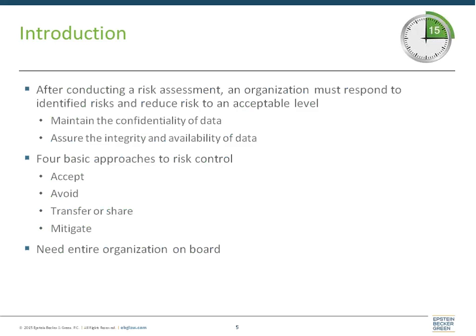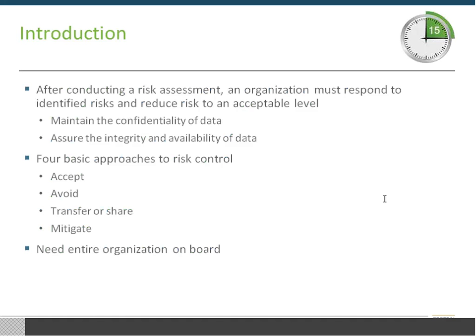So today we'll be talking about risk mitigation and risk management. Hopefully at this point, if you're thinking about risk mitigation, you've already conducted a risk assessment, you've identified your risks, and you've prioritized those risks. So at this point, you really just want to figure out the best way to respond to those risks and reduce them to an acceptable level such that your environment maintains the confidentiality of data and ensures the integrity and availability of data. So there are 4 basic approaches to doing this that we'll discuss in this webinar: risk acceptance, risk avoidance, risk transference, and risk mitigation.